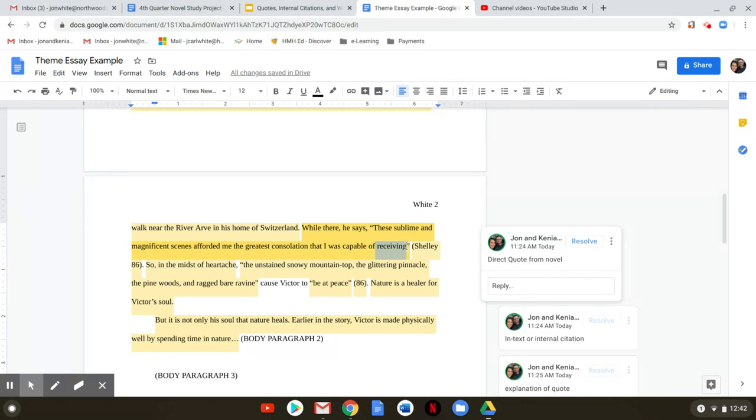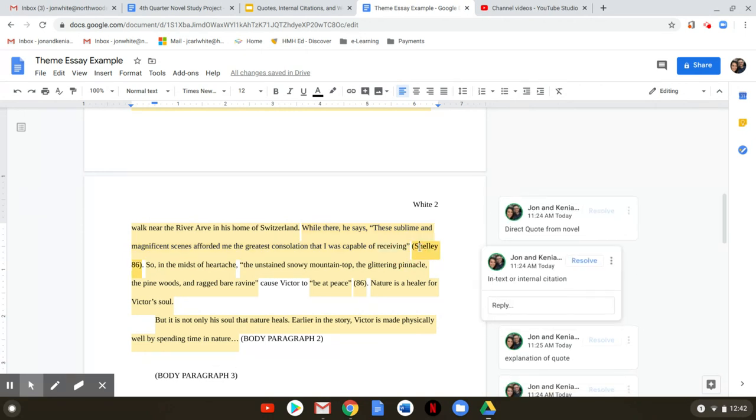I close it with a quotation mark, and then I go to my internal citation. Shelley is the last name of the author. It happens on page 86, parentheses, period. So do we see how that works?